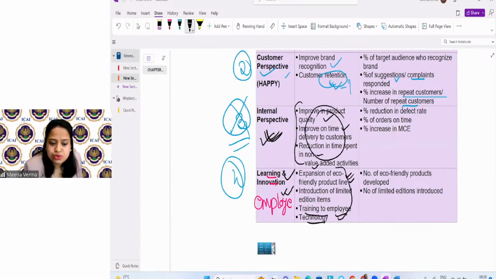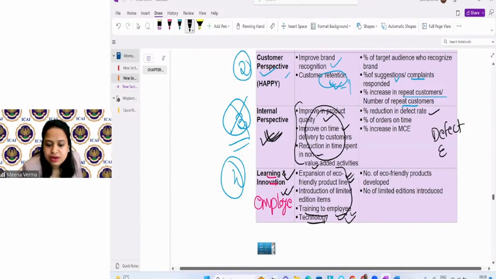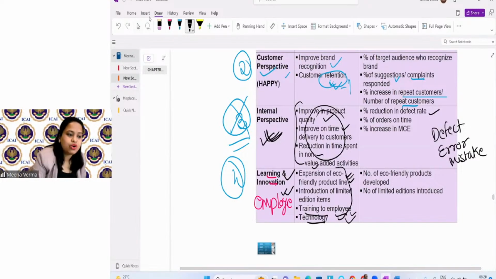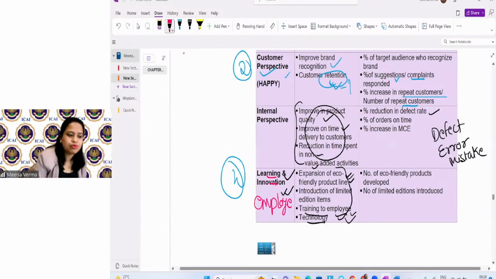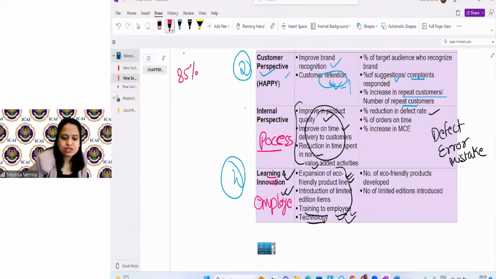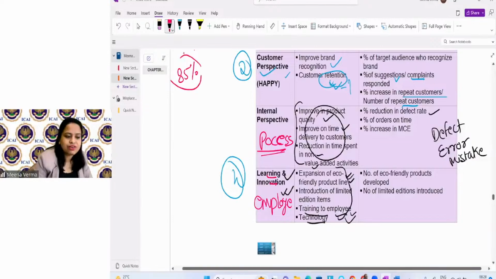This will help you to reduce the defect. Defects cannot be reduced if you only provide the training. Training will not help you to reduce the defect. If you want to reduce the defect, the error, the mistakes, improve your process. Improve what process? Not the employee. There is no fault of the employee. 85% of problems happen because the process is not good. So first improve the process now. If your process improves, this 85% defect, error, mistake can be improved, right? And the employee will improve itself.